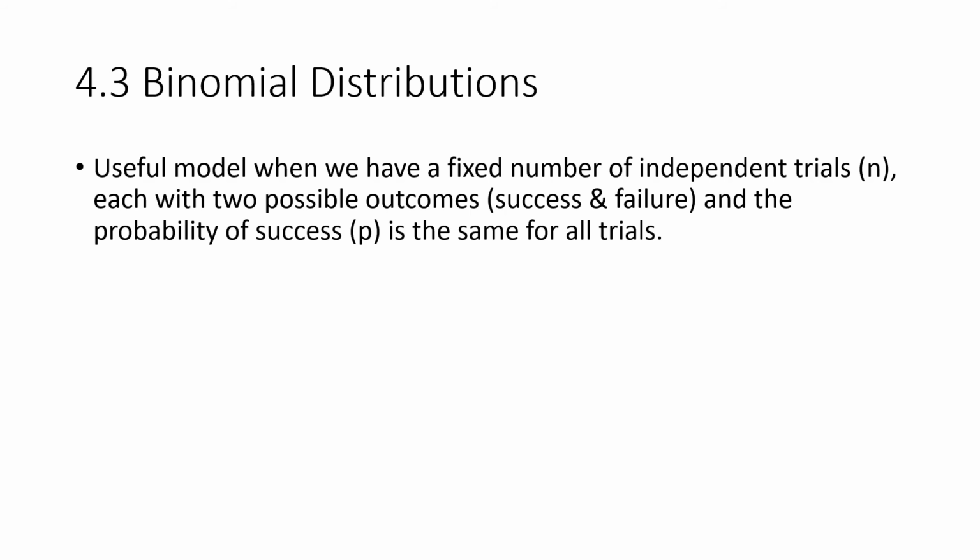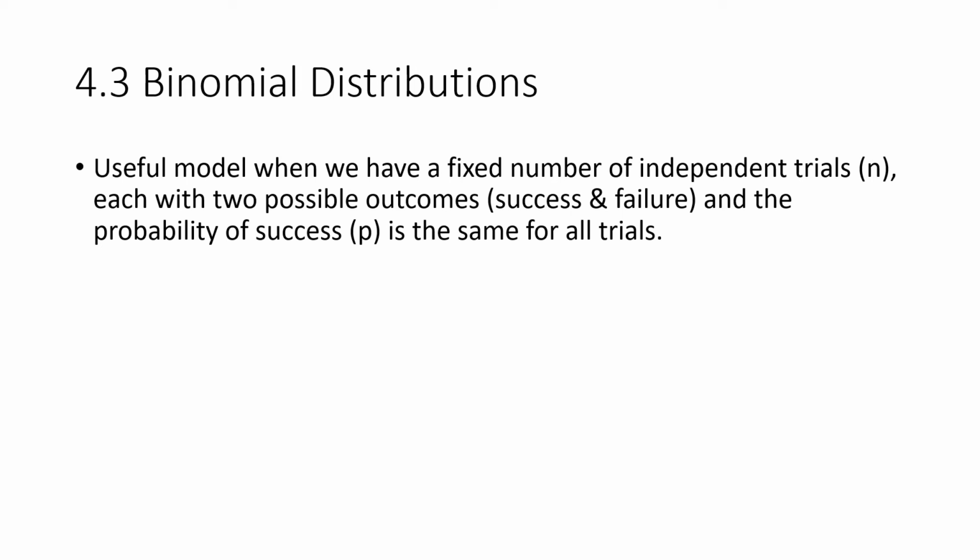And then section 4.3, the binomial distributions. These are a discrete type of distribution, not continuous. It's a useful model to use when we have a fixed number of independent trials, n, and each trial has 2 possible outcomes, which we could call success and failure. And the probability of success, which we call p, is the same for all trials.